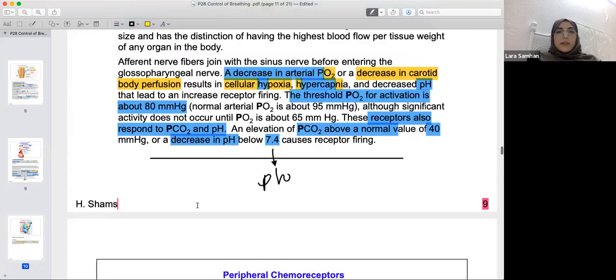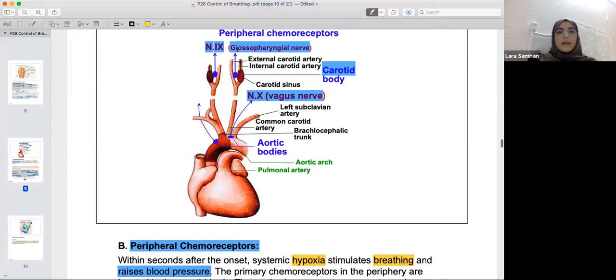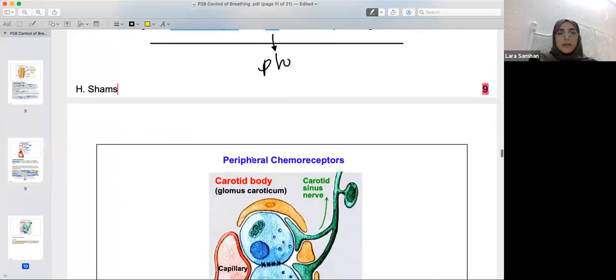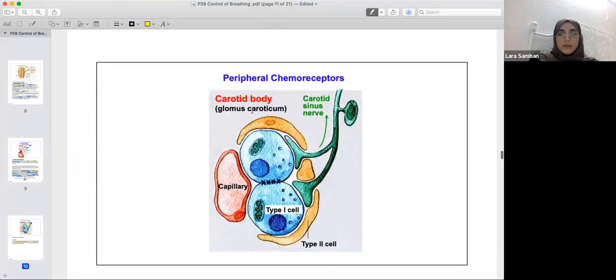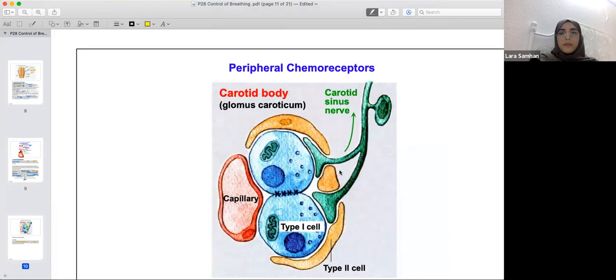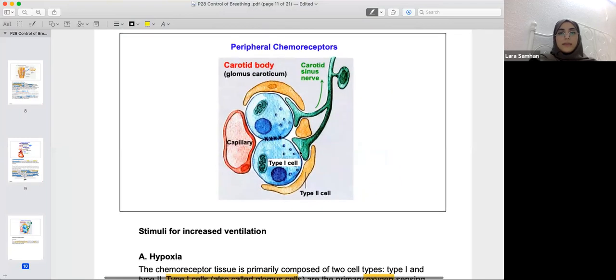Now let's zoom in more into the peripheral chemoreceptor. So basically, we said we have the aortic bodies and the carotid body. Now, if we want to all the way zoom in into the carotid body chemoreceptor, let's assume this whole figure is basically the carotid body. Once we zoom in, we can see we have capillary, we have a nerve, we have cells, and in regard to those cells, we have 2 types of cells, which are type 1 cell and the type 2 cell.